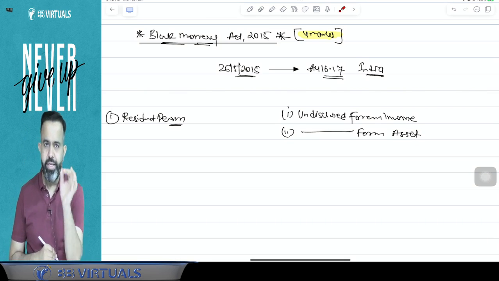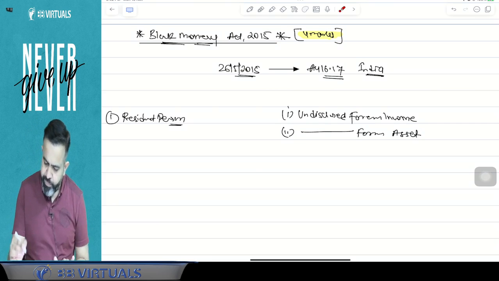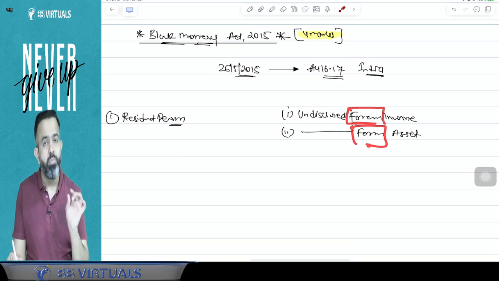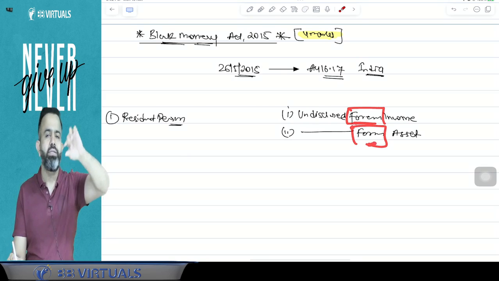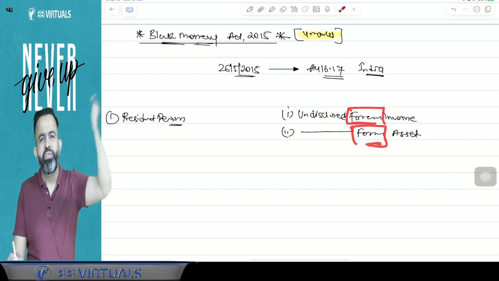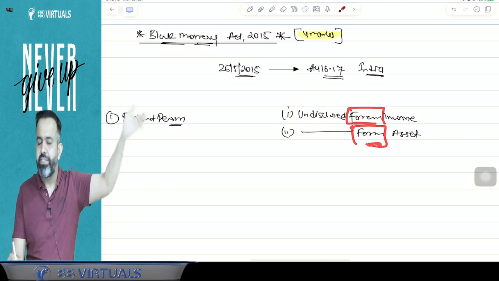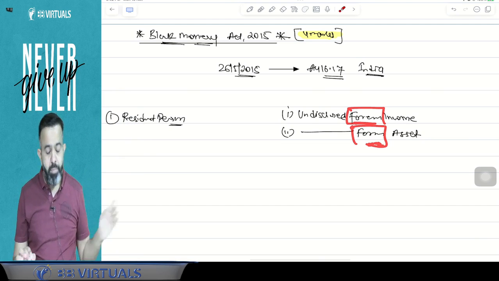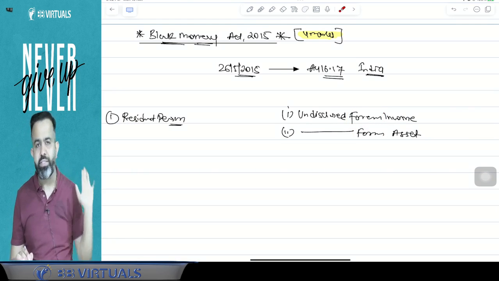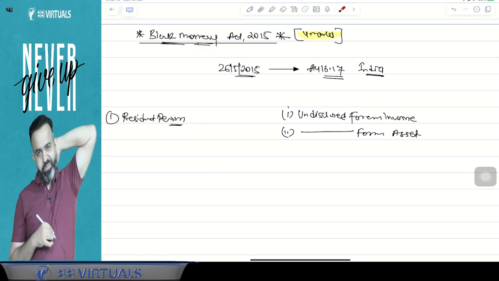So guys, here they came with one act that is called the Black Money Act. And this Black Money Act is applicable only to undisclosed foreign income or undisclosed foreign assets. Guys, if there is undisclosed Indian income or an Indian asset, then obviously they will deal with sections 68, 69A, 69B, 69C. There are lots of sections. But for foreign undisclosed income or assets, they have come with one new act that is called your Black Money Act 2015.